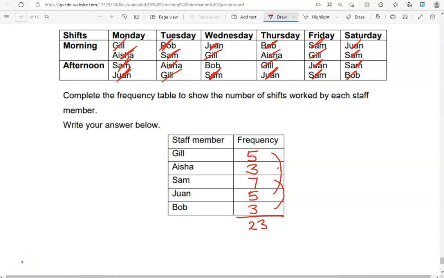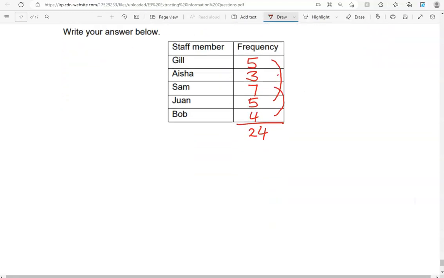Have I left any names without crossing out? So there we go, Bob. So Bob should be 4, not 3. So that will make this 24 in total. And that's the end of the questions.